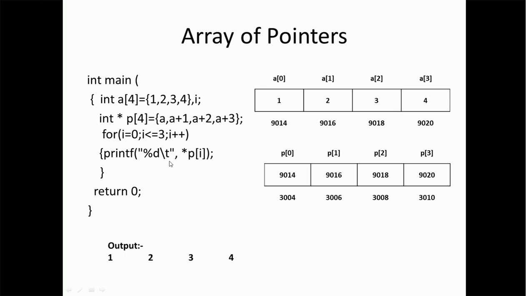p i, so star p0, when the value of i is 0, will actually denote the value of a0, because p0 is holding the address of a0, p1 is holding the address of a1, p2 is holding the address of a2, and p3 is holding the address of a3. So star p i inside this loop will print the values of a0, a1, a2 and a3.